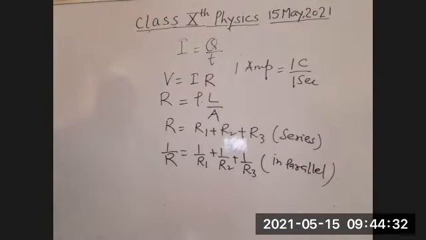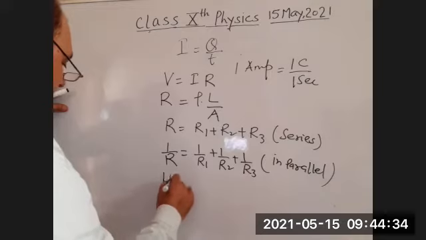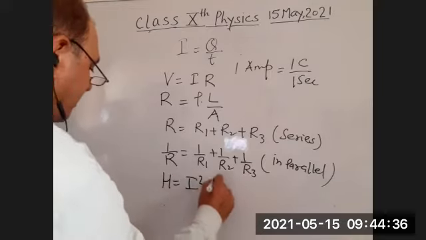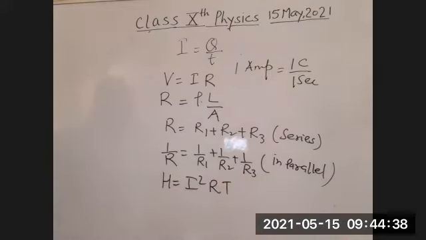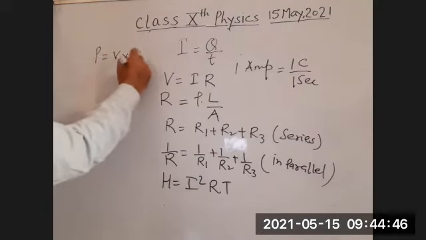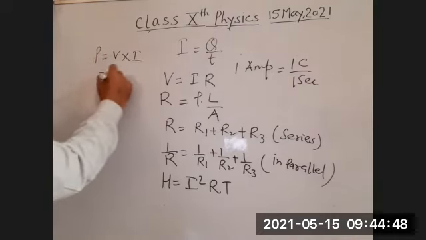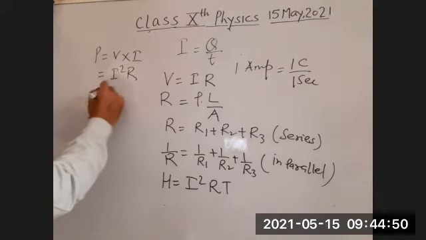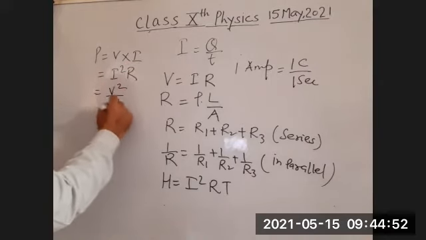Next was H is equal to I square RT. Is it clear, students? Then after that, there were 3 formulas of power: P is equal to V into I, P is equal to I square R, and P is equal to V square by R.